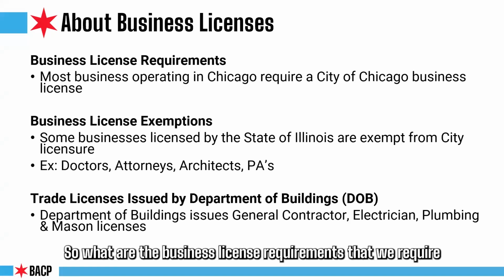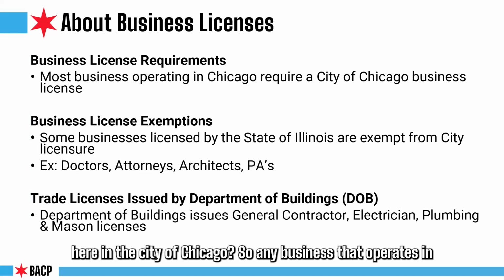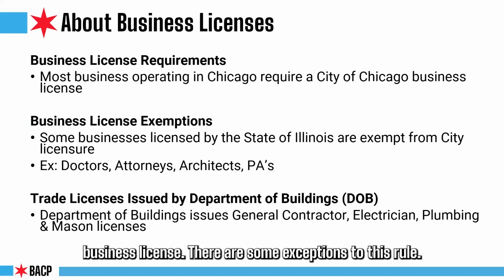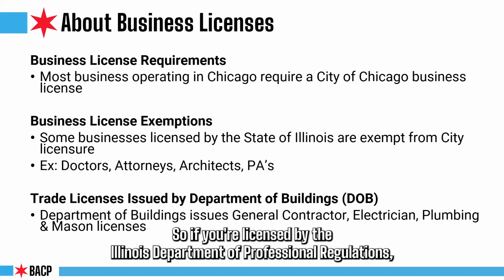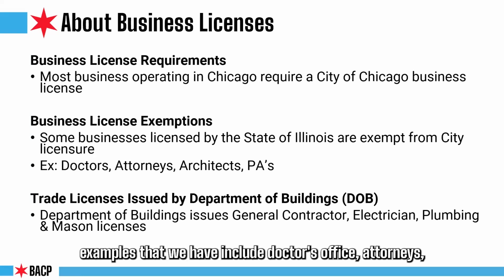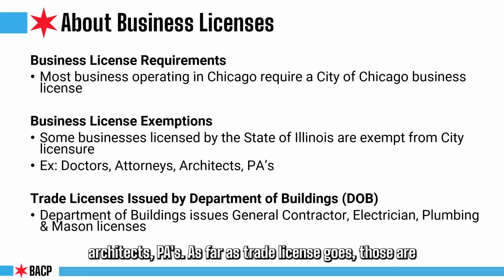So what are the business license requirements that we require here in the City of Chicago? Any business that operates in the City of Chicago is required to have a City of Chicago business license. There are some exceptions to this rule. If you're licensed by the Illinois Department of Professional Regulations, you do not need a City of Chicago business license. Some examples include doctor's offices, attorneys, architects, PAs.